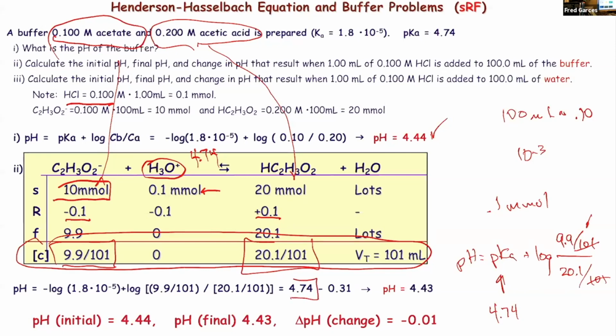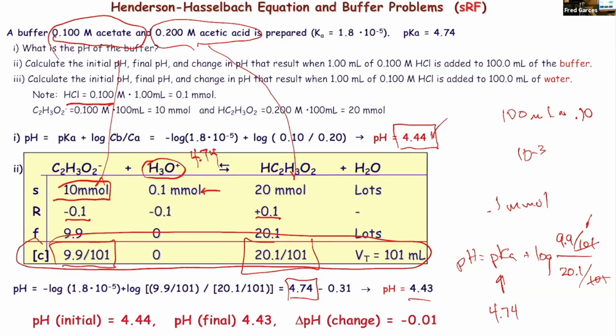The pH value is now 4.43. The pH value, when it's contaminated by acid, is now 4.43, based on the Henderson-Hasselbalch equation. Remember, initially, no contamination, 4.4. Now contamination, big time contamination, it's only 4.43. It changed less than 1/100th of a pH. We can tolerate that. That's why we use buffer systems.